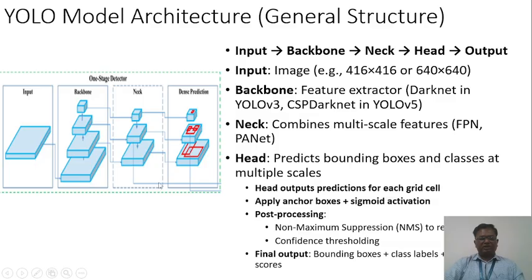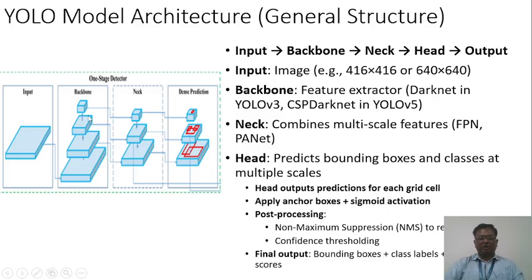You can see 4 stages here. The input is given, there is a backbone model, a neck model, and a prediction model. These boxes are predicting the final output. Step by step we will see all these things. Any input is given in this manner, maybe 416 into 416 or 640 into 640.